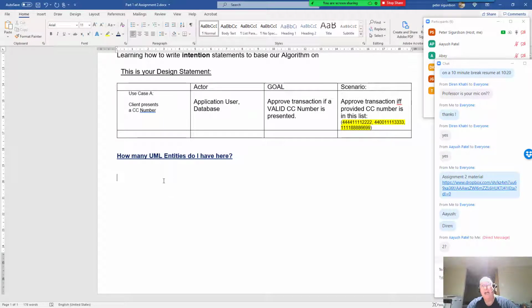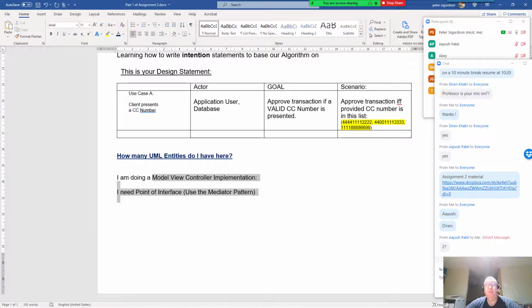So I need a POI, a point of interface. So we're going to model that. Remember last week we talked about the mediator pattern. I kicked out a video. You can go and watch my video on the mediator pattern. So we're going to use the mediator pattern to UML model our POI.